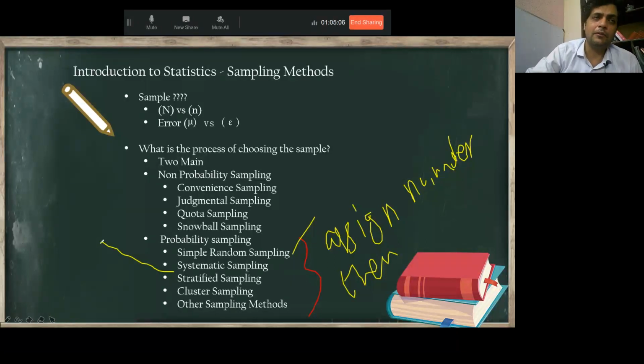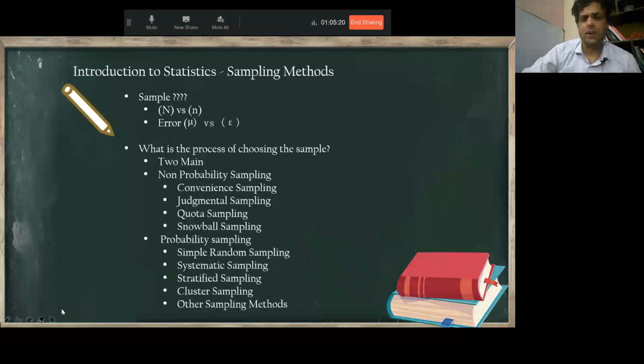In cluster sampling, we divide the population into different clusters. Cluster means group, different subclasses. And then there are other sampling methods. So let's talk about these to better understand how we choose a small n from a big N. This is all the game of choosing the sample.